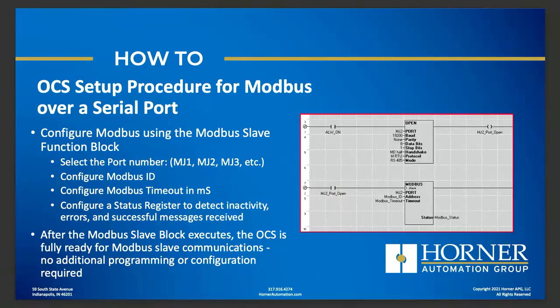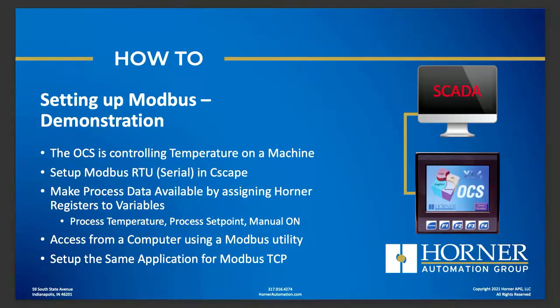Okay, so once you've effectively opened the port with the open block, and then you've executed your Modbus slave function block, at that point, the OCS is fully ready for Modbus slave communications. No additional programming or configuration is required. As Modbus requests come in over the serial port, the OCS will just respond to those automatically. Okay. So the next thing we're going to do is show you how to perform this setup on the OCS side.